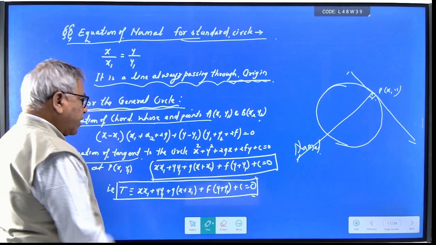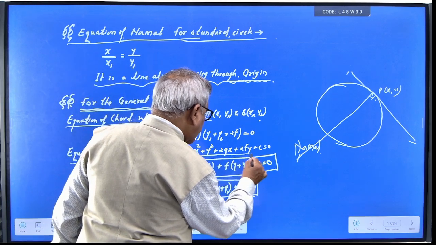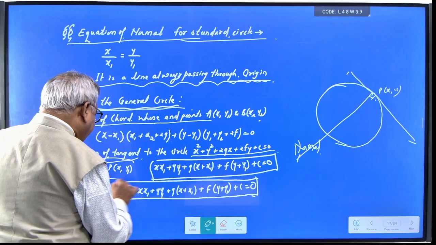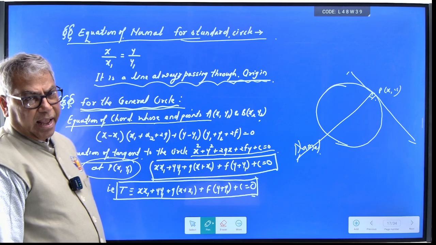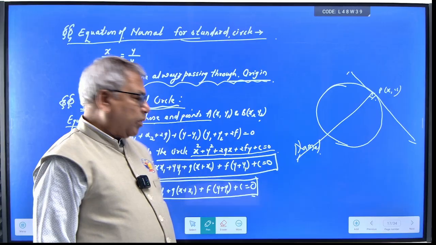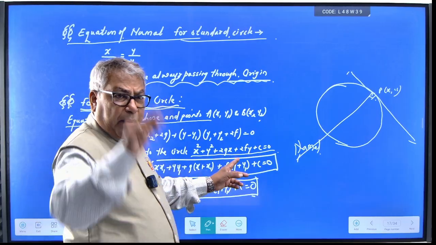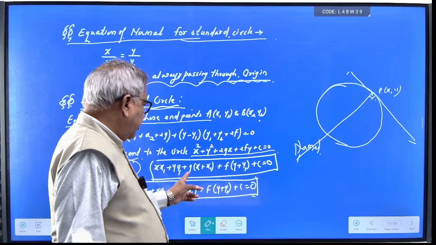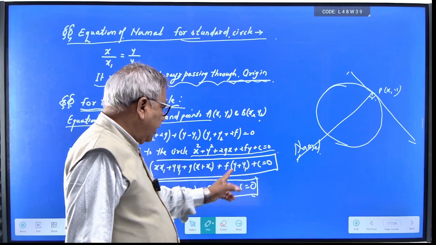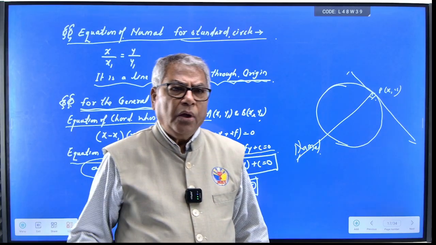Equation of tangent, what I note? Take the circle x square plus y square plus 2gx plus 2fy plus c equal to 0, and the given point P(x1, y1) on the circle. Replace x square by xx1, replace y square by yy1, make the half g into bracket x plus x1, plus half f into bracket y plus y1, plus c is equal to 0.